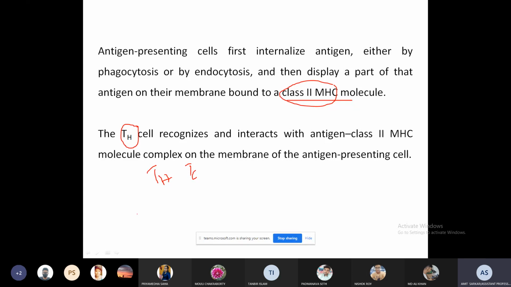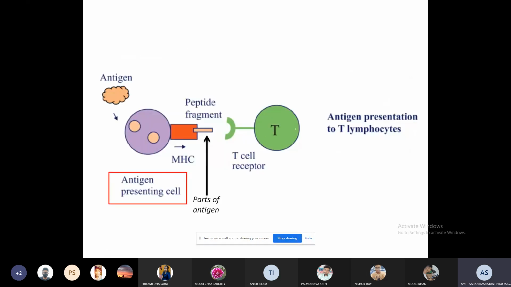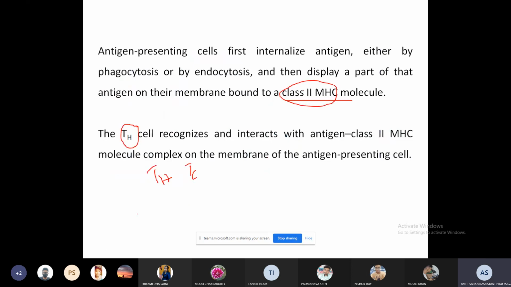That means those cells are going to kill the cell. Here, you are not going to kill the cell, you are going to help. This cell is a T helper, and this T helper is going to help this cell, not kill it. So this is the role of T helper, not cytotoxic. Fine. So whenever a class 2 MHC molecule is involved, there must be a T helper cell and not TC.